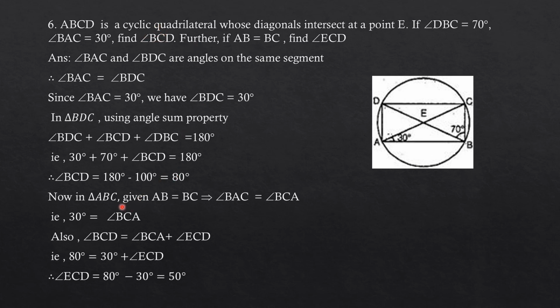Now, in triangle ABC, they are given AB equal to BC. If two sides are equal, the two angles also will be equal. We can say angle BAC is equal to angle BCA. So, angle BCA will be 30 degree. Now, angle BCD is equal to angle BCA plus angle ACD, that is 80 degree equal to 30 degree plus angle ECD. Therefore, angle ECD is equal to 80 degree minus 30 degree, which is 50 degree.